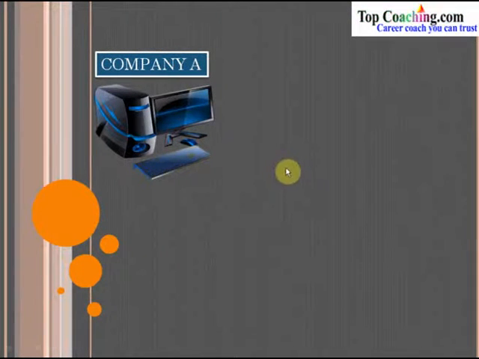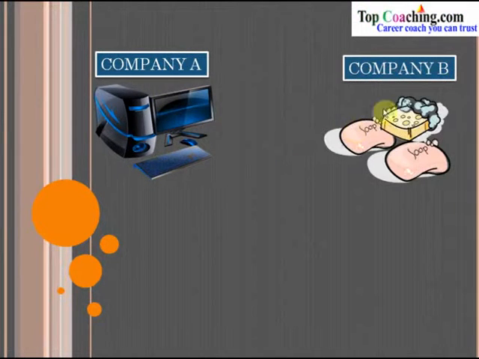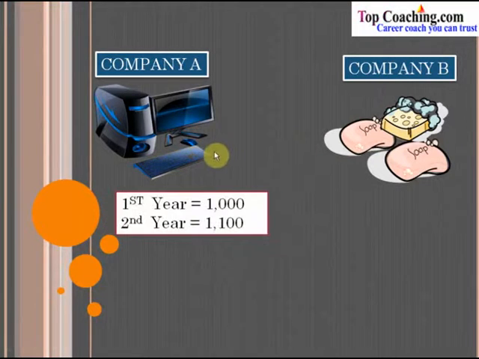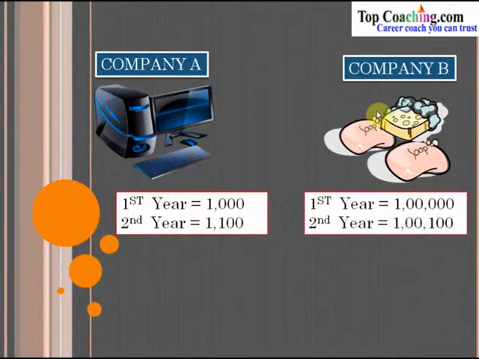Now let us say that we have a company A which is selling computers, and similarly we have a company B which is selling soaps. If in the first year company A sells 1000 PCs and in the second year it sells 1100 PCs, and company B in the first year sells 1 lakh soaps and in the second year it sells 1 lakh 100 soaps.